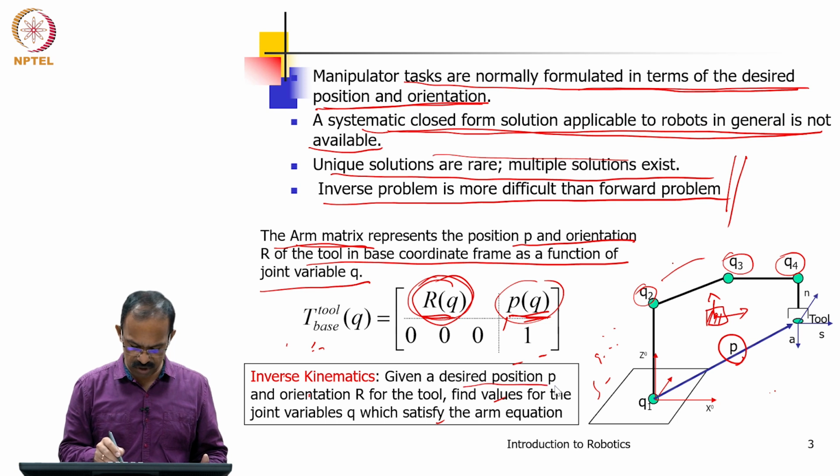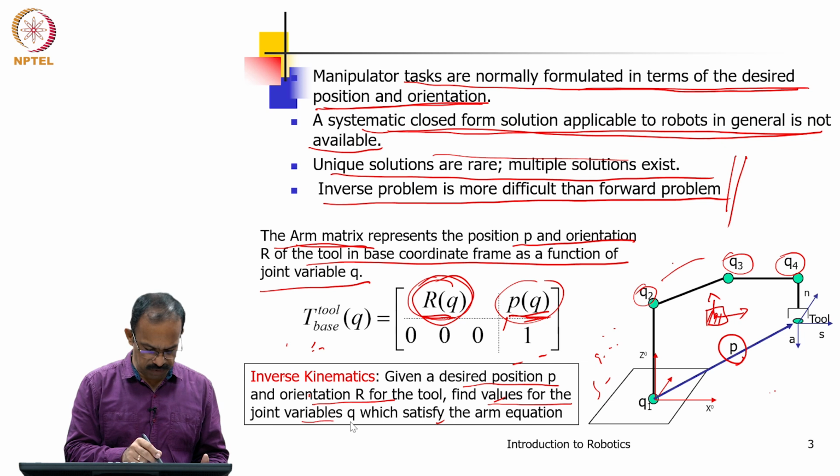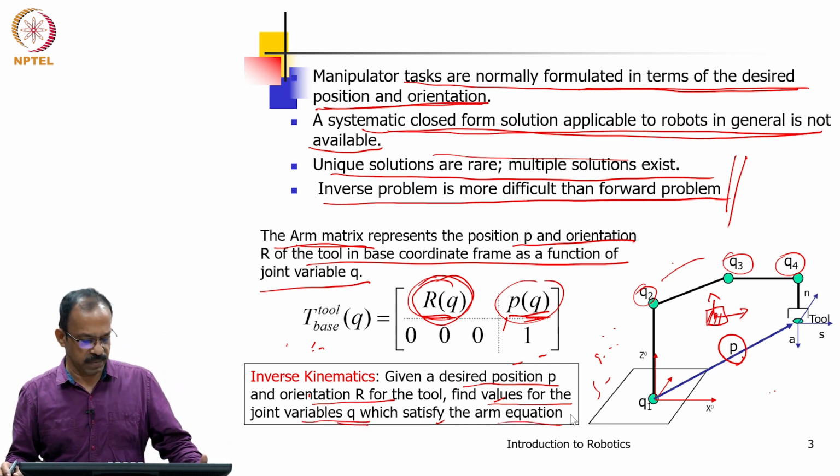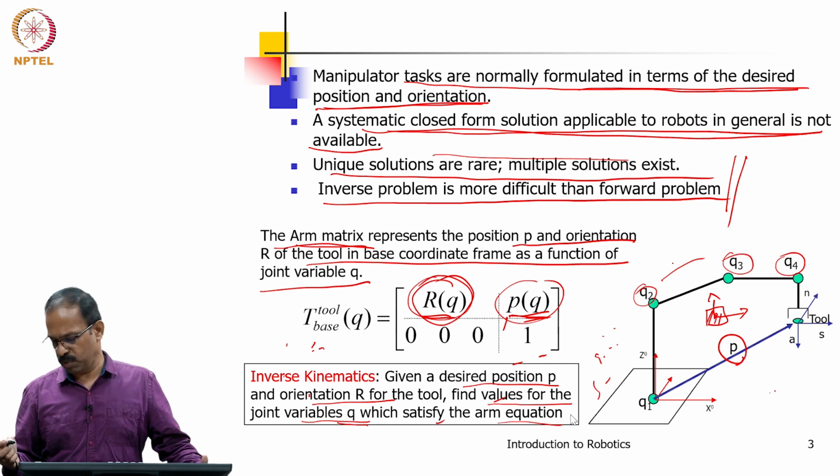So, given a desired position P and orientation R for the tool, find values for the joint variables Q which satisfy the arm equation. This is the inverse kinematics problem.